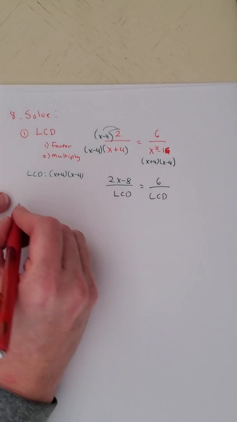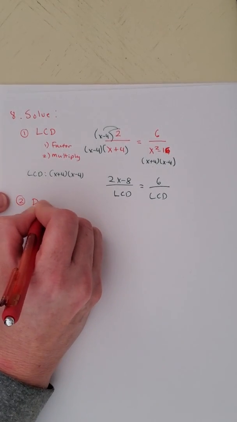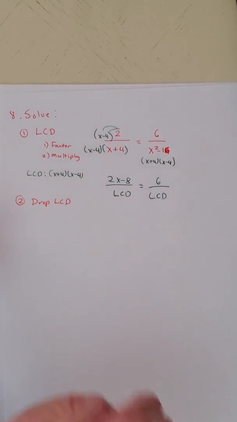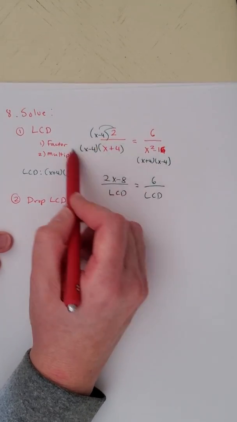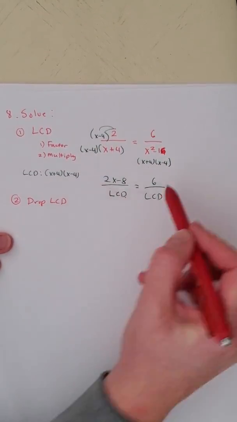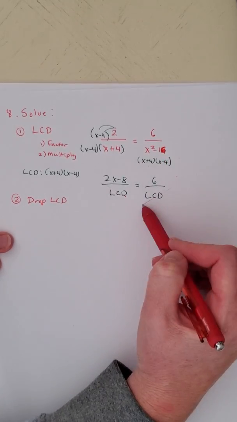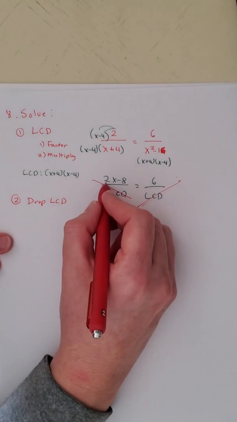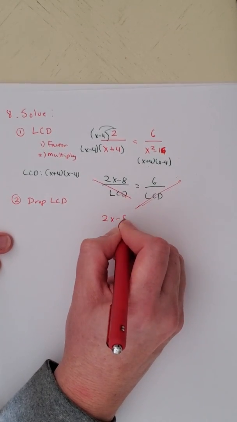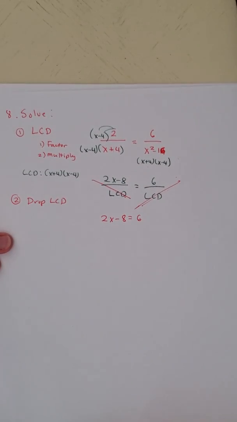Now, it's nice because the second step is just to drop that LCD. Why are we dropping the LCD? Well, imagine I multiplied both sides by this. They would cancel. And then I multiplied this side by the same thing, it would cancel. So our LCDs cancel out. We're left with 2x minus 8 equals 6.